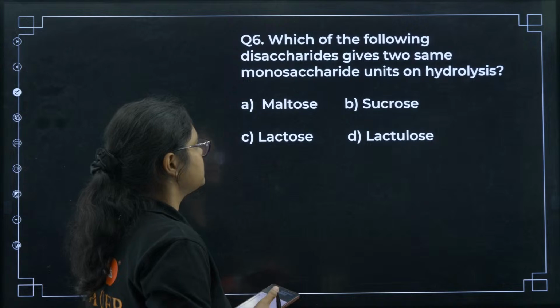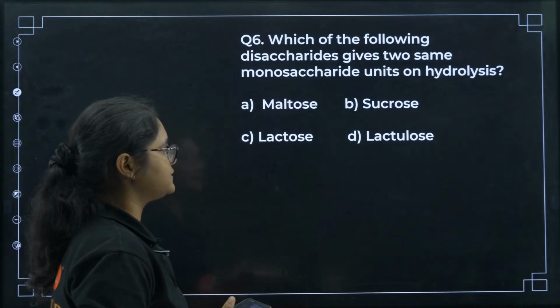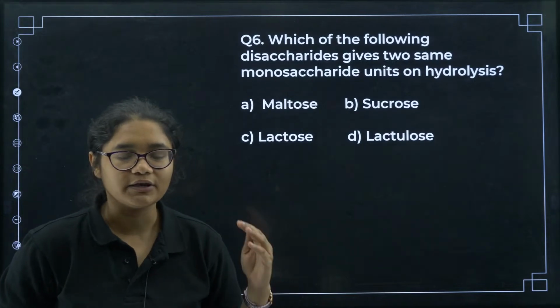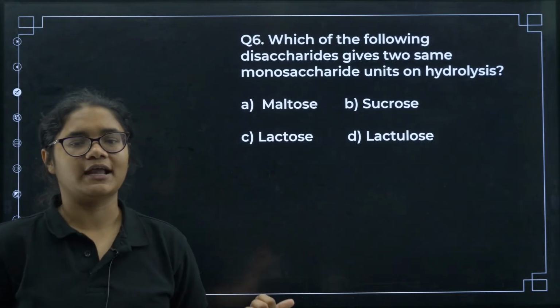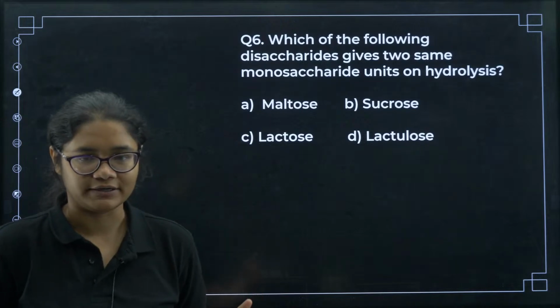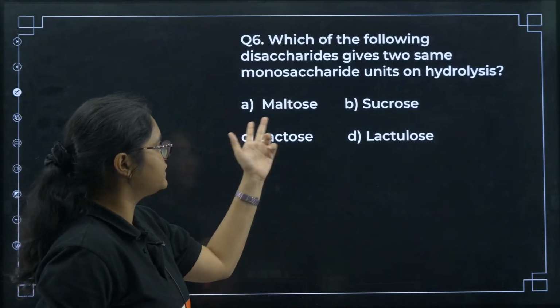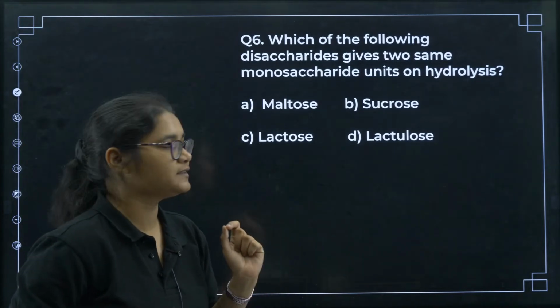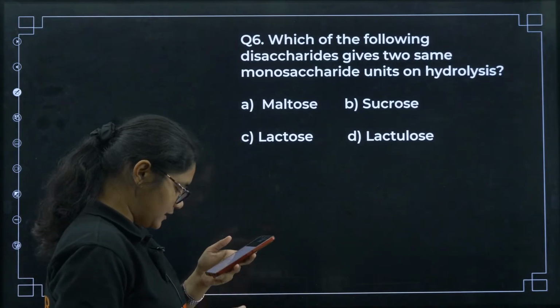Next, last 6 questions. Which of the following disaccharides gives 2 same monosaccharide units on hydrolysis? You know, when you hydrolyze a polysaccharide or disaccharide, you get its monosaccharide units, right? So the question here is telling which of the following, if you do hydrolysis, you will get same monosaccharide units. Yes, anyone?